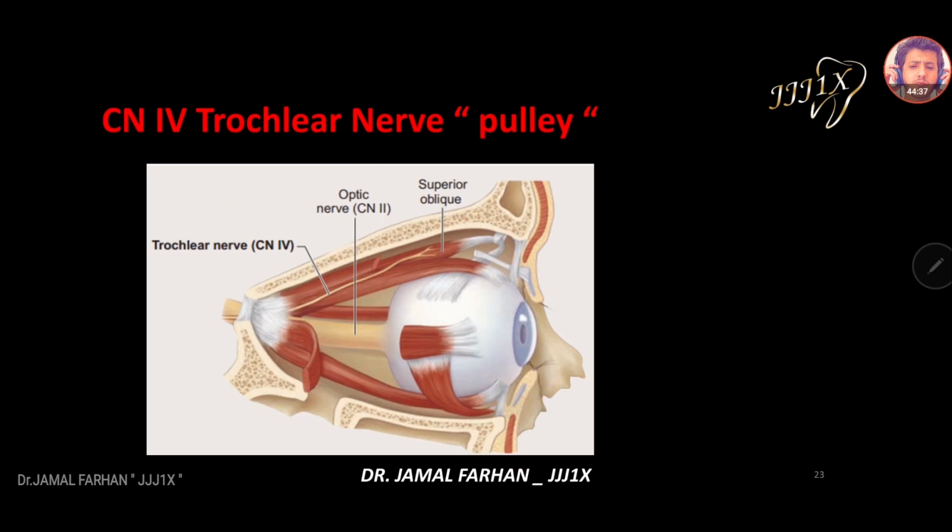Okay, this is the trochlear nerve and it goes to the superior oblique muscle, whose function is just to raise the eye and to turn it. Trochlear nerve means pulley. Like it raises the eye and gives you the movement, like a circle and raising.